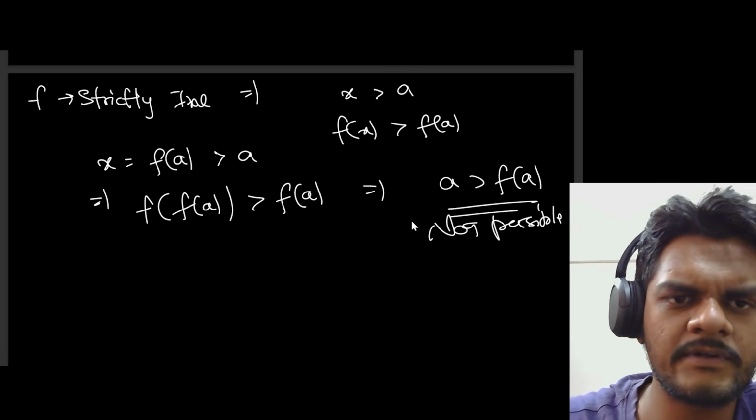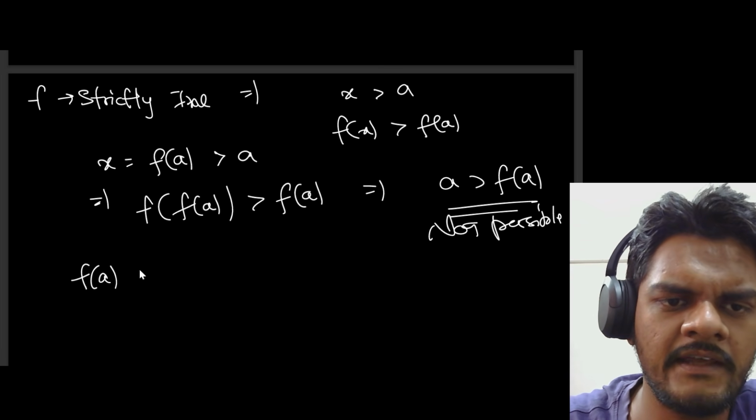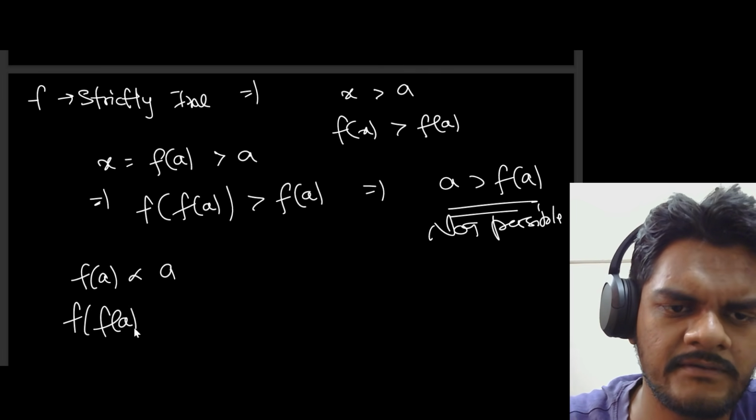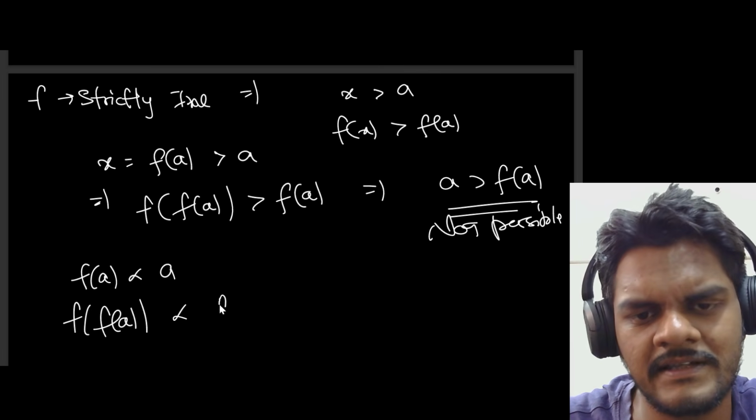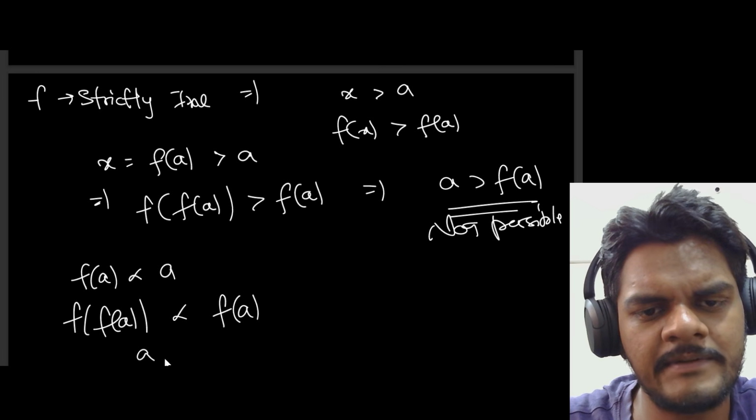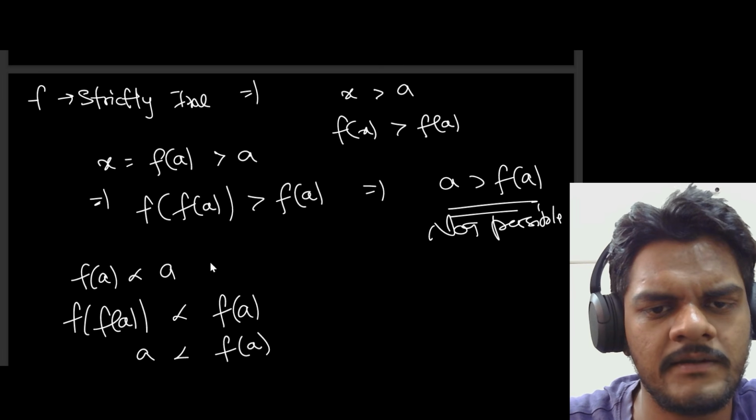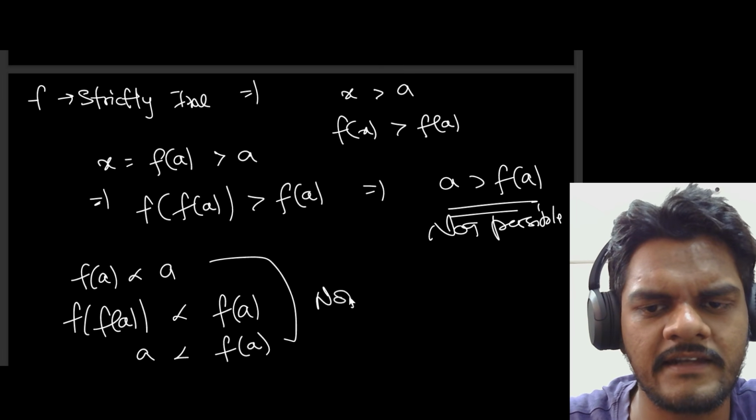What if the other way around is true? What if f of a is less than a? That means f of a, since it is a strictly increasing function, is less than f of a. That means a is less than f of a. Both together are not possible again.